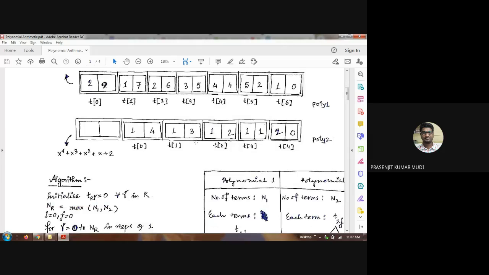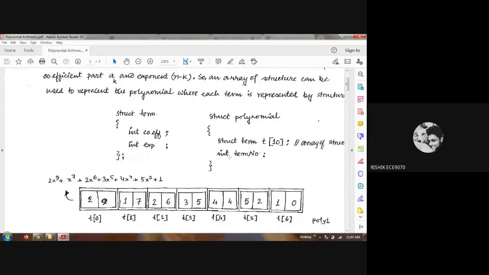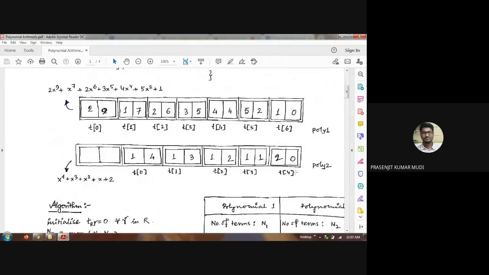Okay, fine. Now, the last one, 2 0. Yes, 2 is the coefficient, 0 is the power.